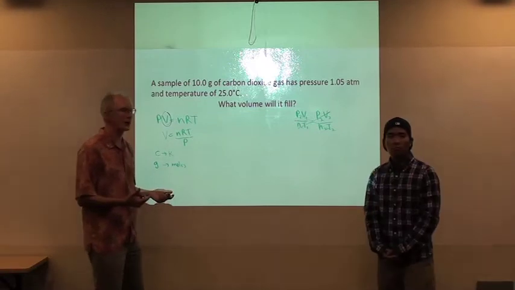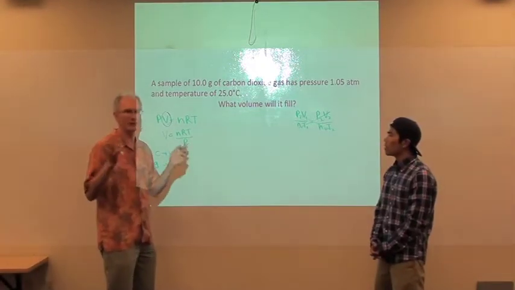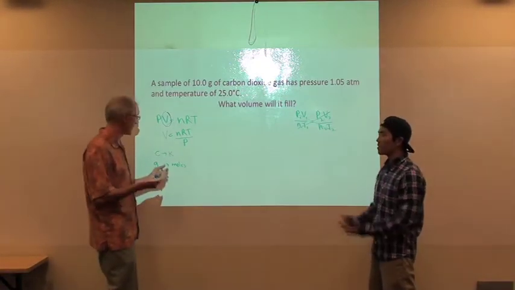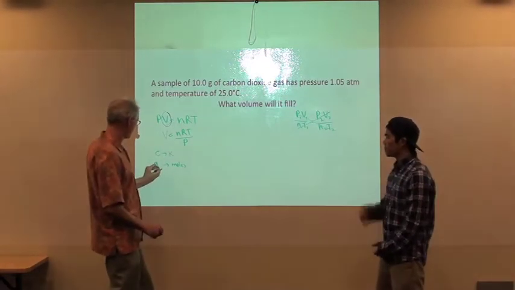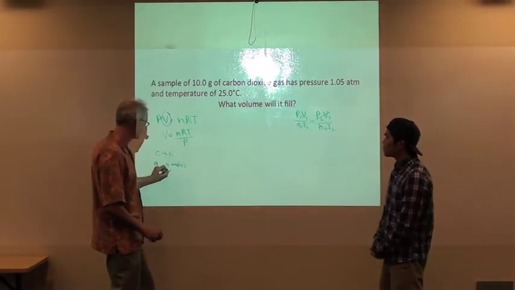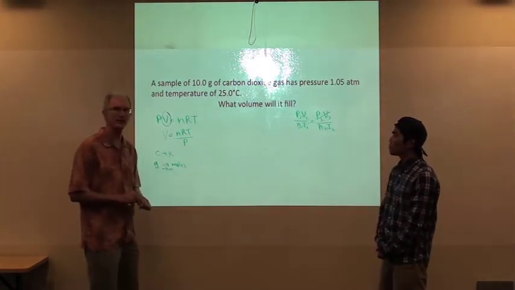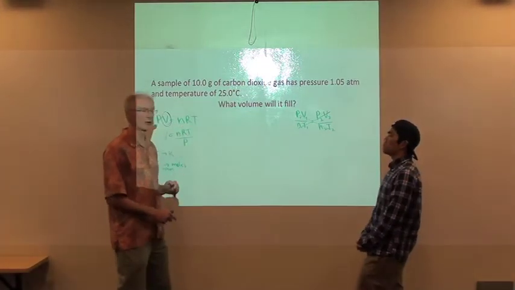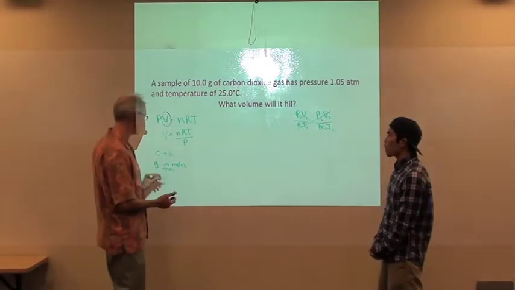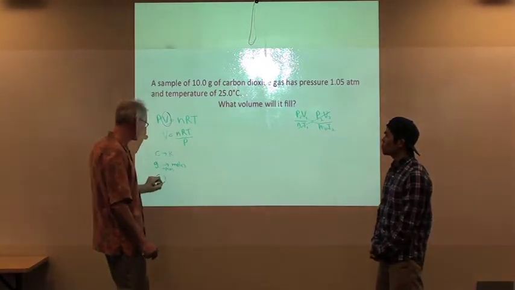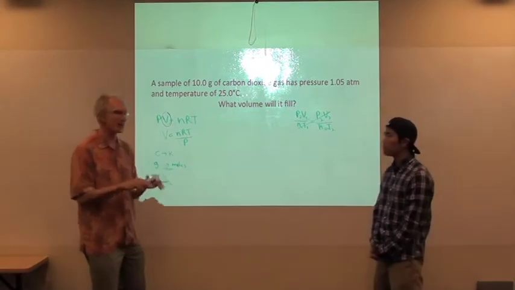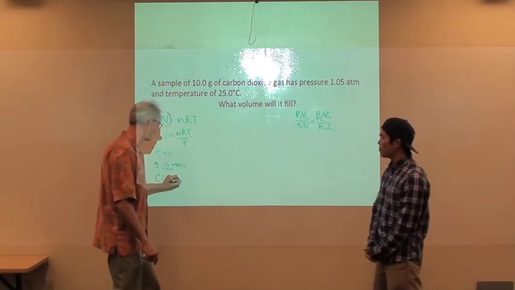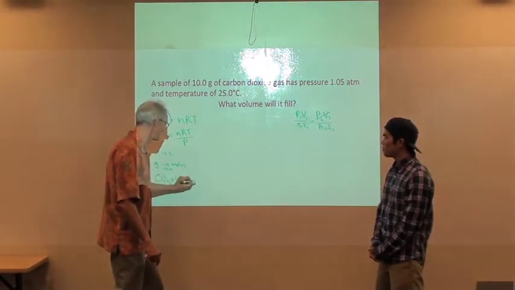Well, what allows us to convert between grams and moles? That's something you've done probably 20 times already. Right, molar mass. Divide by the molar mass. Okay, do I have the molar mass? It doesn't say it there, but I have the formula, carbon dioxide, CO2. And I look on my periodic table, calculate, and I know that it's 44 grams per mole.